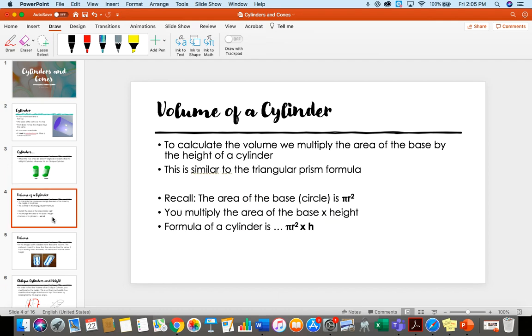So let's talk about the volume of a cylinder. To calculate the volume, we must multiply the area of the base by the height. This is quite similar to the triangular prism formula because we had to figure out the area of the base. Last time it was a triangle, this time it is a circle, and then we multiply it by the height. We are going to review that the area of a circle is pi r squared, so we are really just adding the height to it, and that's how we get the volume of a cylinder. Base times height, so area of circle times height.